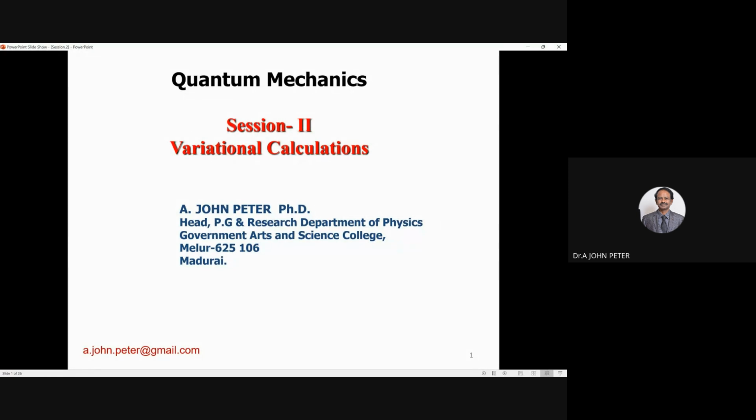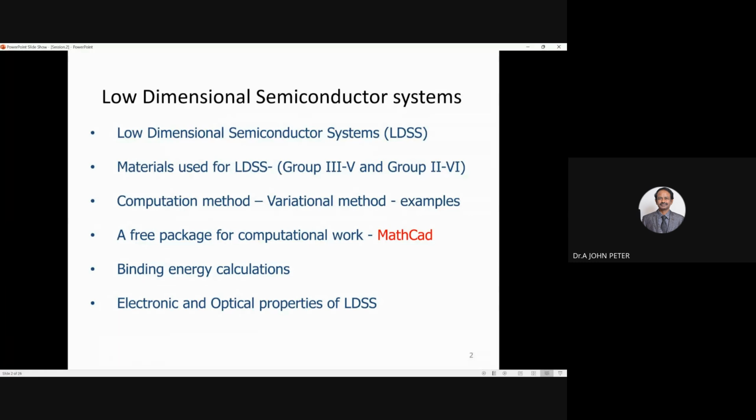Okay. So out of this introduction, we are going to look into a small problem which you can do on your own. I did it 10 or 15 years before, and I'll explain each and everything. As I said in the introduction, about the low dimensional semiconductor systems, quantum wells, and materials used for LDSS will be group 3-5, and group 2-6 materials. Group 3-5, I have given the introduction as gallium arsenide, famous materials.